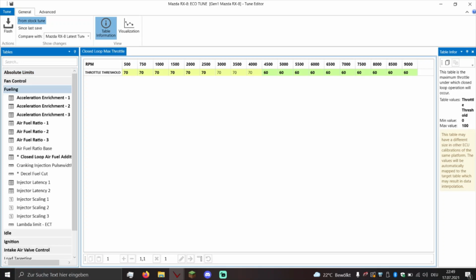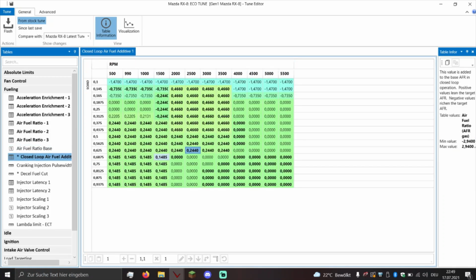Let's go down to fueling. Everything is the same, except for the closed loop air fuel additive, which is altered still, since I reset that, to make it more stock for you. So normally it would be minus 0.44 for mine, since I have the race clutch and it doesn't idle properly above 14.7:1 air fuel ratio. So I have to enrich the idle area a bit. But for you, it would be fine like this.